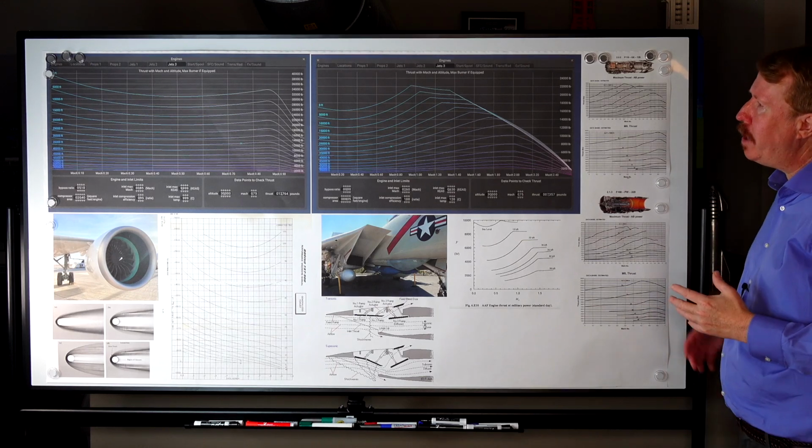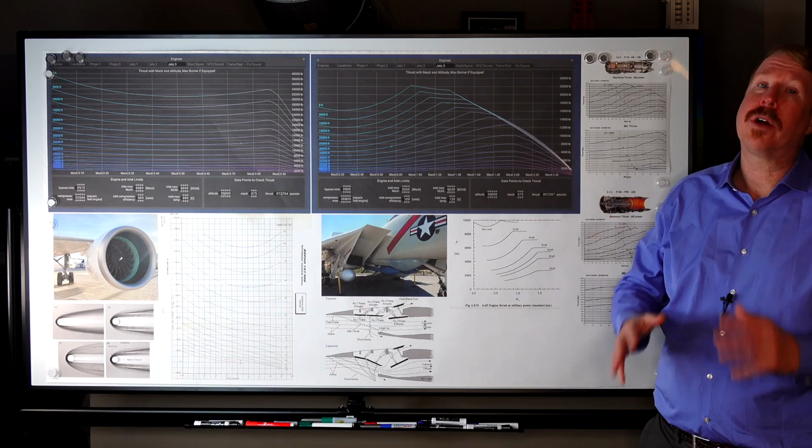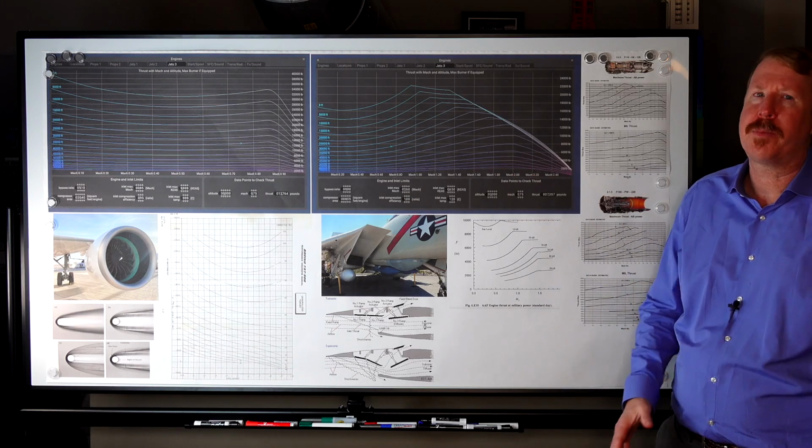And so what we now see is the curves here for the jet engine all come down to pretty straightforward first principles math.